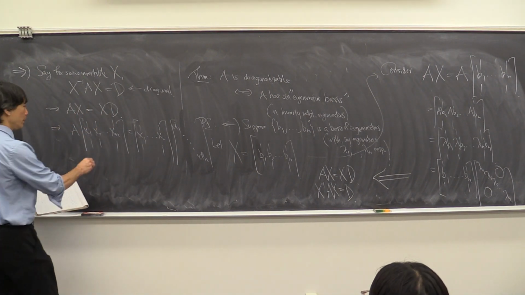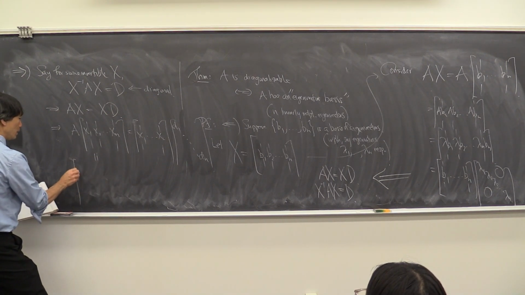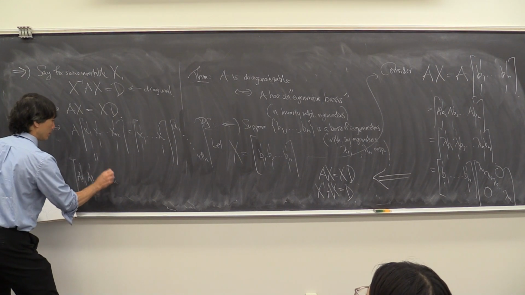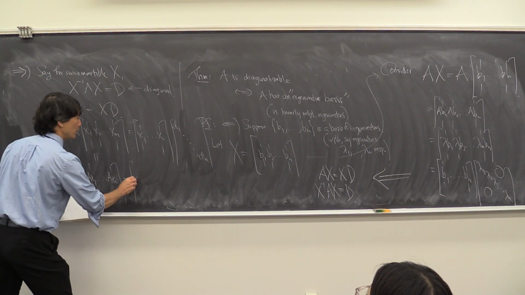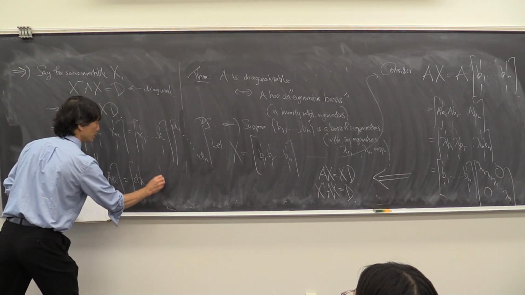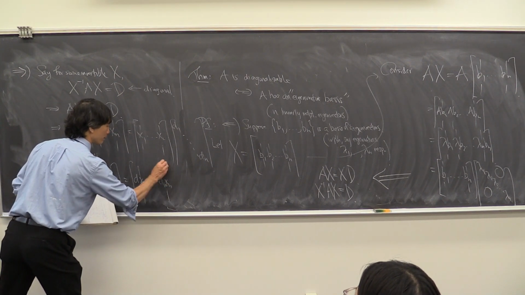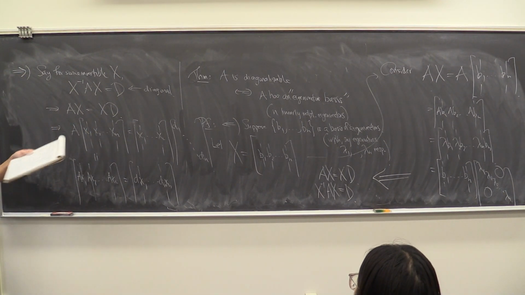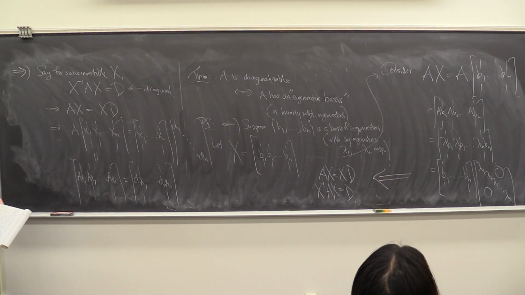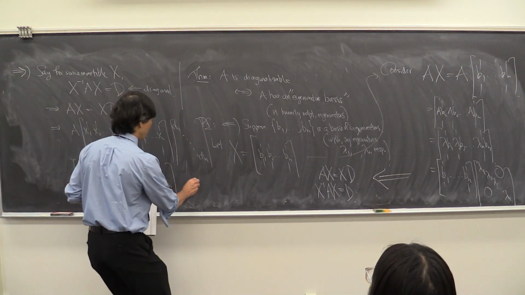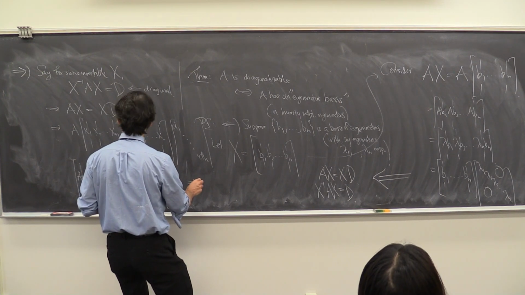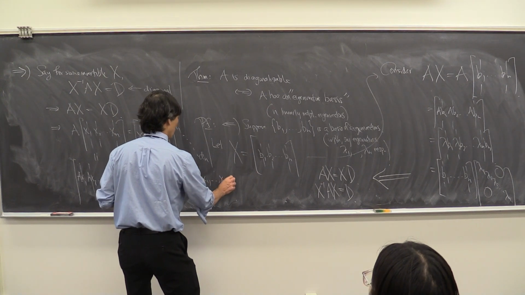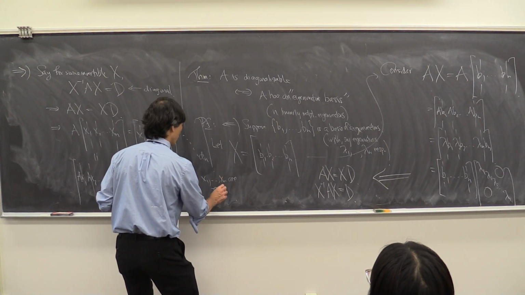But as we saw before, this left-hand side is just Ax1, Ax2, through Axn, and the right-hand side is just d1 x1 through dn xn. Excuse me. Right, so we're basically doing the same thing over there, right? So that tells you that x1 through xn are eigenvectors.